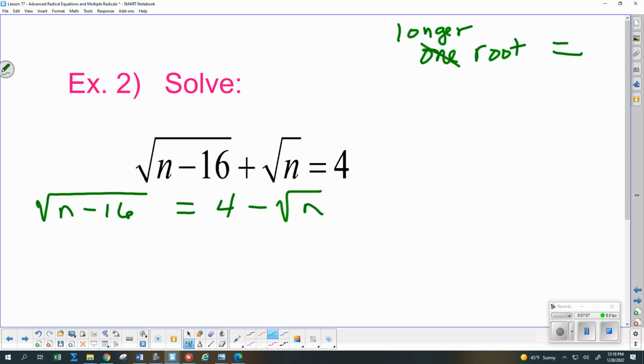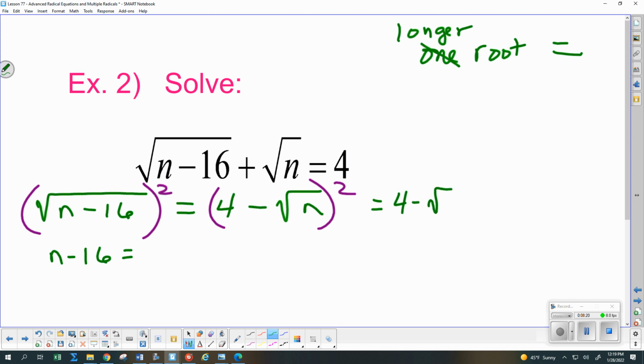Then I have a root equals, and our method is, we know that we can square both sides, since that's a square root. Squaring it undoes the square root. So our left side is now just n minus 16. So far, so good. Right side we have to be careful on. This means 4 minus root n times 4 minus root n.